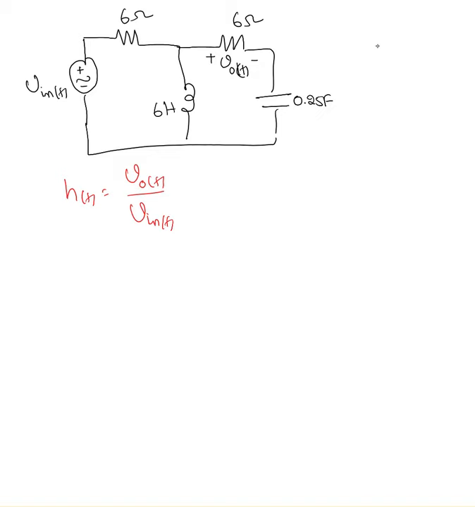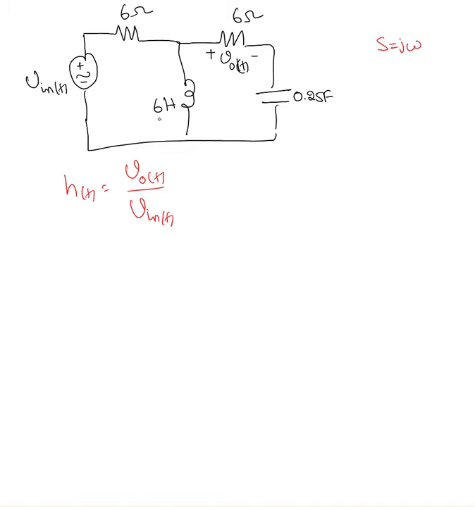As I mentioned in the previous video, s equals j omega. So I'm going to use s instead of j omega. At the end, if needed, you can convert it back into j omega. Now, this is 6 Henry. When you convert it into s domain or j omega, this is 6s. This is 1 over s times 0.25, which is 1 over 0.25. Can I write this as 4? So I can write this as 4 over s.